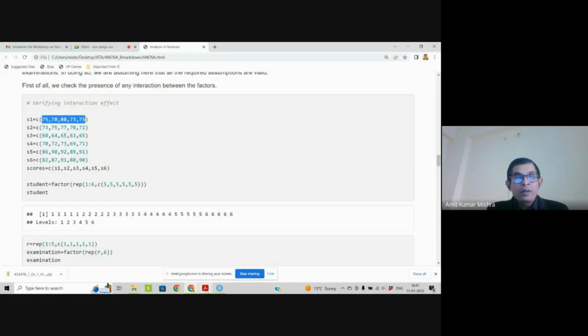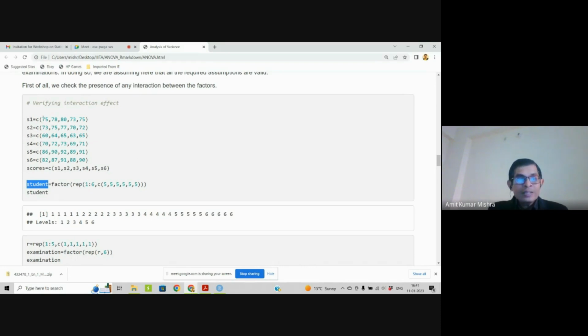So I am entering the data of first student, then second student, then third, then fourth, then fifth, then sixth, and then I have combined all of them. Now I am going to define factors. So factors means first factor is a student. Okay. So how do you define it?